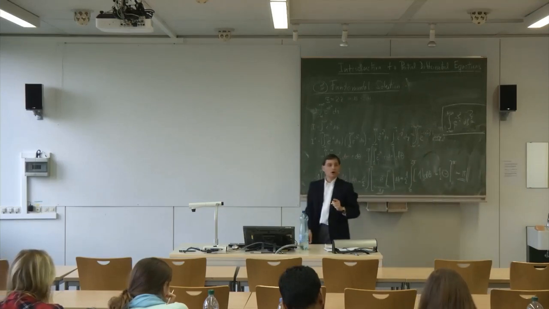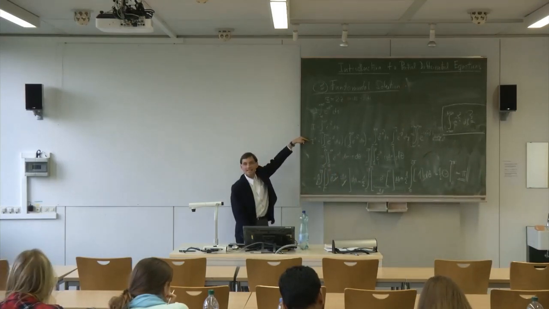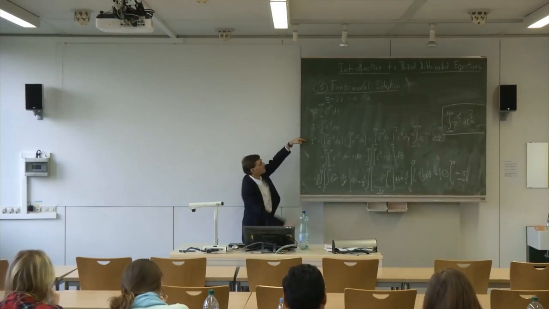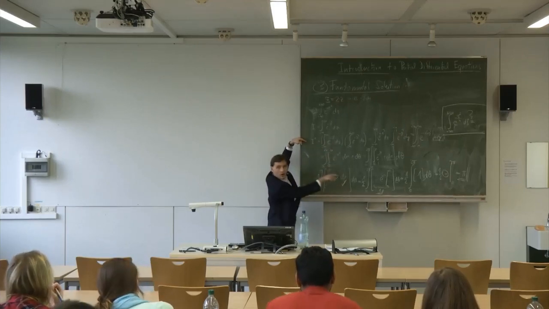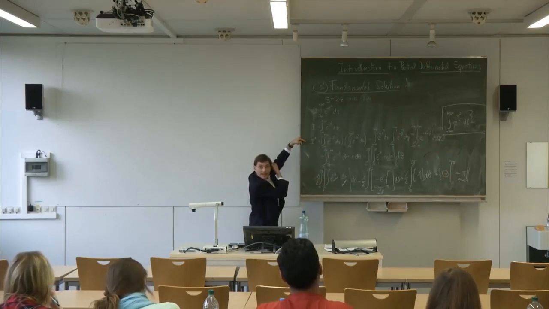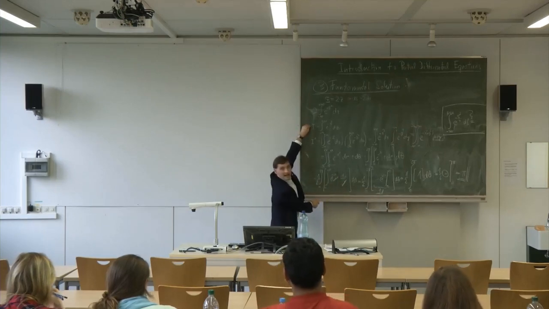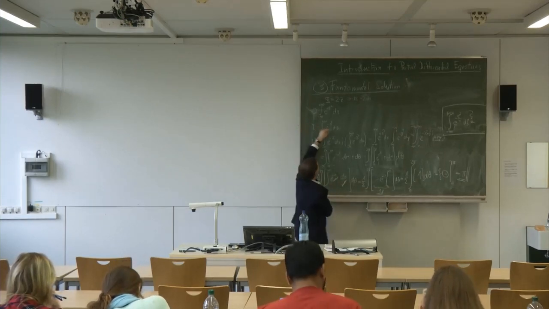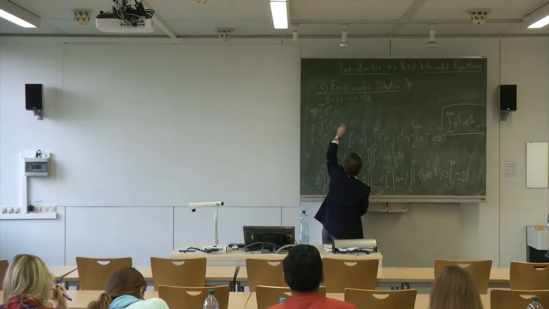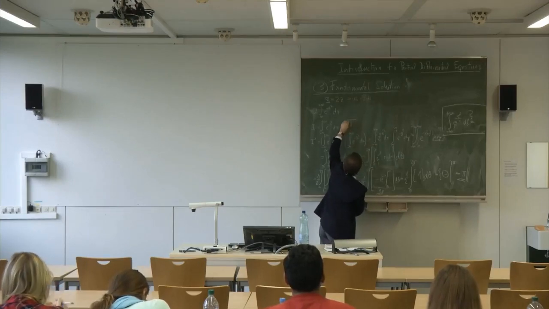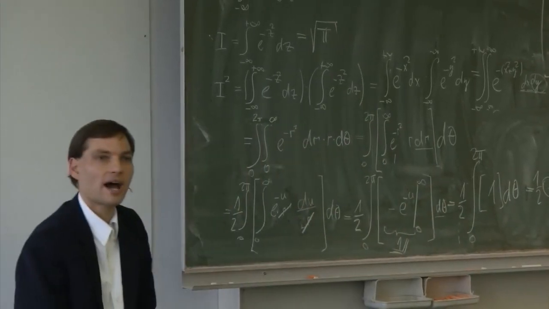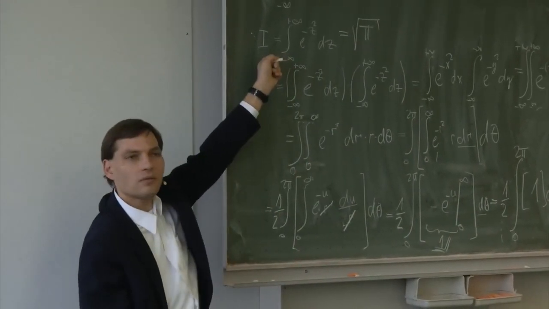But what is what we computed? This is my I squared, right? We call this I squared, and then we moved on here. So we find that I squared is pi. We are interested not in I squared, we are interested in I. But this is easy. Well, if I squared is pi, then this is square root of pi. I think that was the homework.